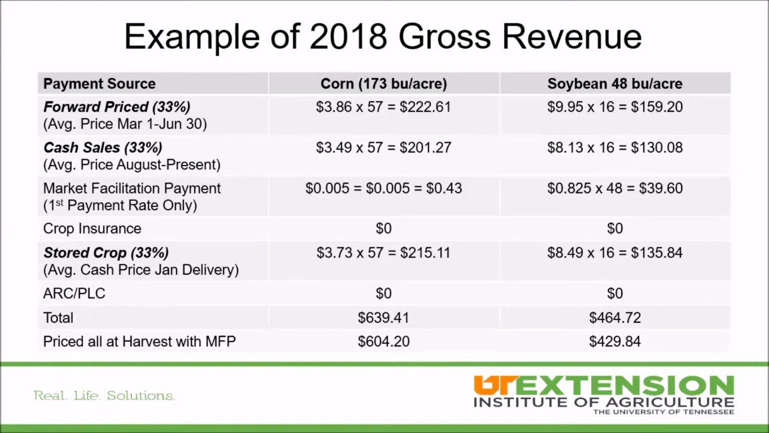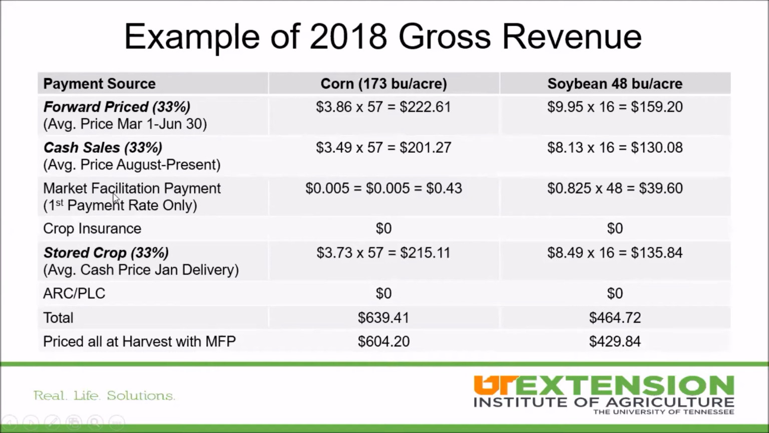So in this example, I took that state average corn yield, and I am saying, well, what happens if we forward price 33% of it? This is the Tennessee average cash forward price from March 1st to June 30th. That average came out to $3.86. So if we priced 1/3, that'd be 57 bushels per acre, giving you a revenue of $222.61. Similarly, if we were selling directly off the combine, I took the August to present cash price average, and that was $3.49 a bushel. Take a third of production at that price, and it gives you $201 per acre revenue.